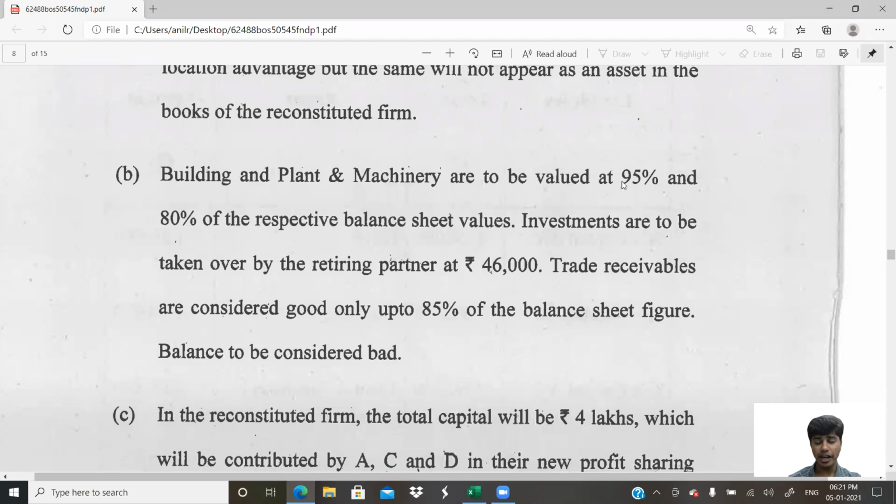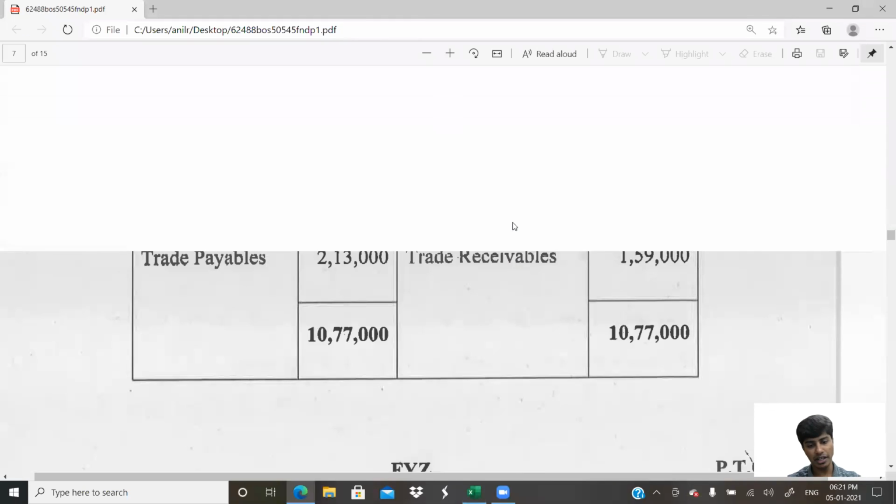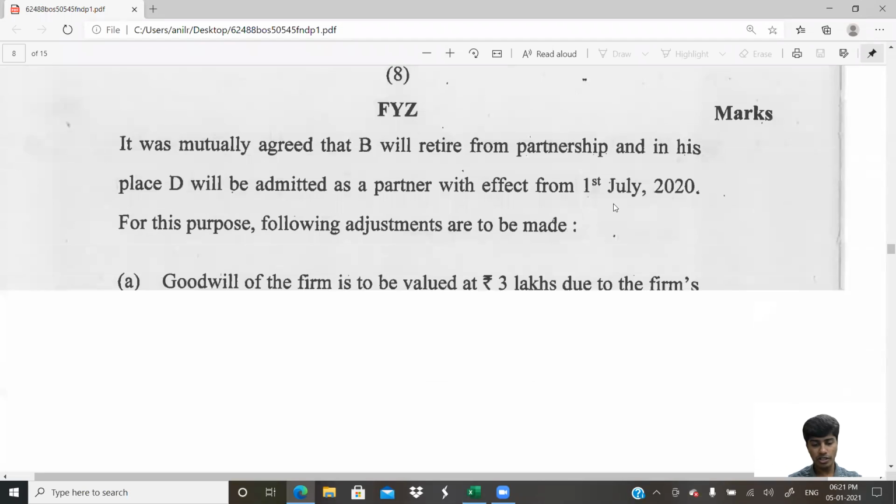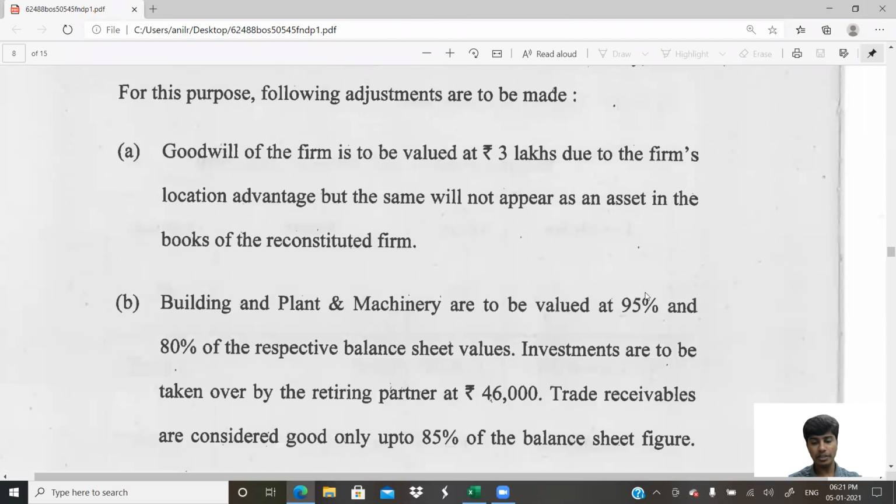Building and plant and machinery are to be valued at 95% and 80% of their respective values in balance sheet. So building, which is 100%, will now become 95%. Plant and machinery will get reduced to 80%. So building, there is depreciation by 5%. Plant and machinery, there is depreciation by 20%. Let us see. Building, 2 lakh 20 is there. It would become how much? It would become 95% of its value.